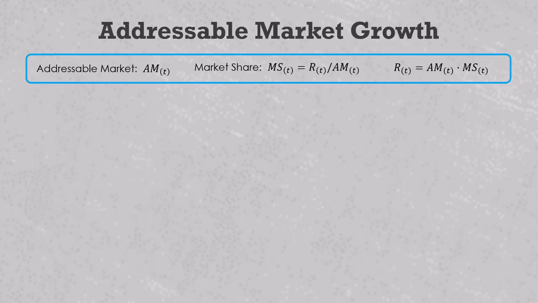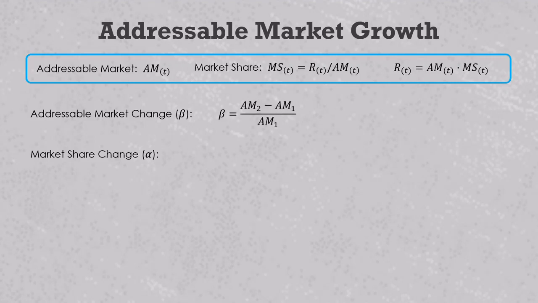Now, the way that I did it in the book is to define relative changes in the addressable market as beta and relative changes in market share as alpha. Beta is just the standard percent change formula, delta AM over AM1. This is the same as AM2 over AM1 minus 1, or the addressable market growth equity return multiplier minus 1.